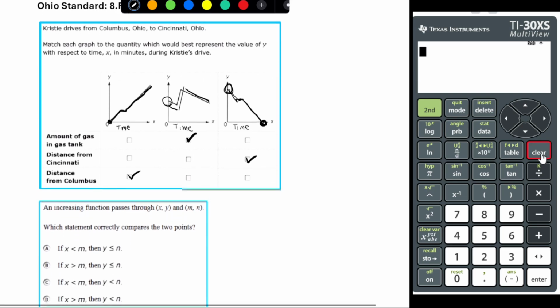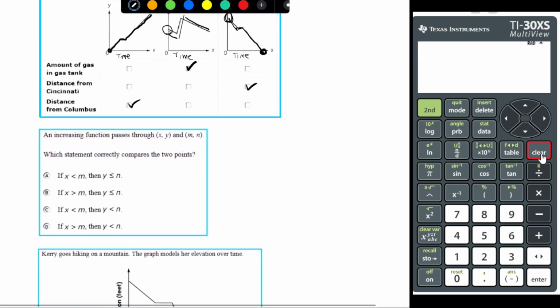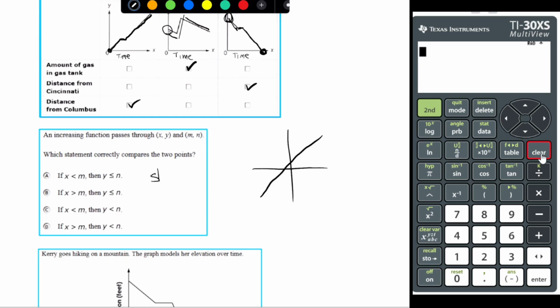All right. Let's look at this. An increasing function passes through (x, y) and (m, n). What statement correctly compares the 2 points? So an increasing function. Okay, think about what the word increasing means. That means that it's probably going like this. That means that your slope has to be positive. And when we talk about slope, we talk about y2 minus y1 over x2 minus x1, your change in y over your change in x.